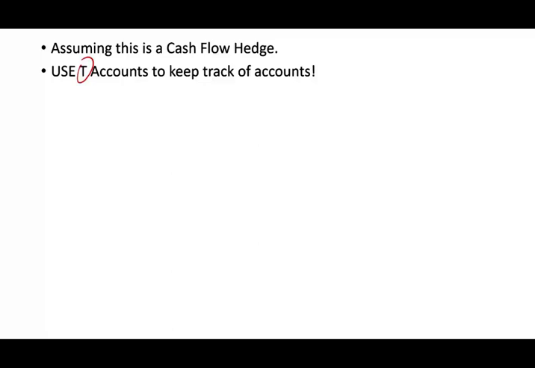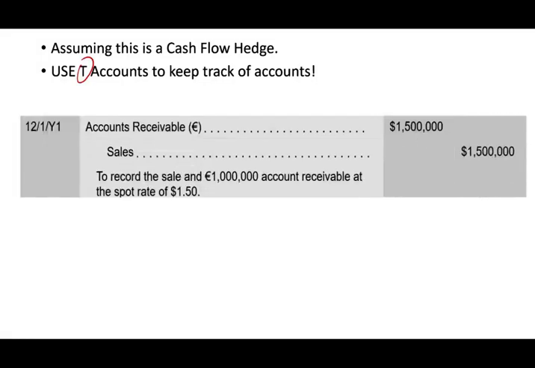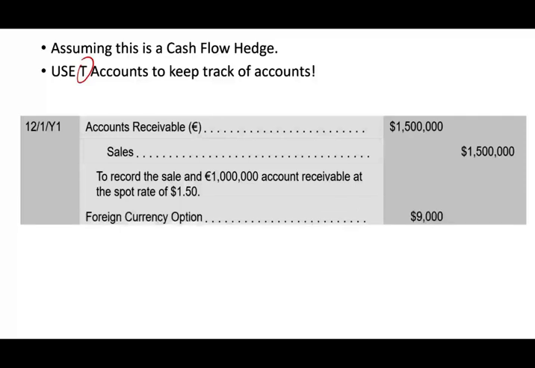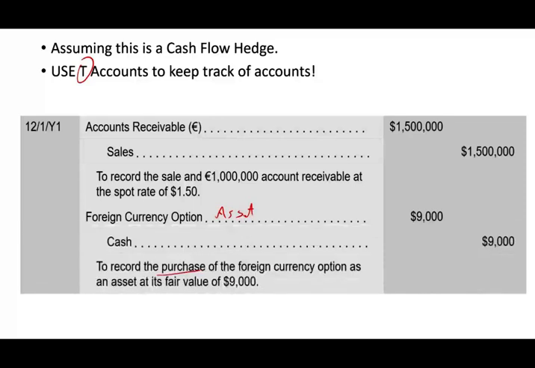Let's take a look at the first entry. The first entry will be debit accounts receivable, credit sales. This is to record the sale at the spot rate. That's the first thing we have to do. Then what else do we have to do? We bought the option. Now we're going to have an asset called foreign currency option. Basically, it's an investment, and we credit cash. This is to record the purchase of the foreign currency option as an asset at its fair value of 9,000. Why 9,000? Because they told us the fair value is 9,000, because the strike price and the spot price were the same.